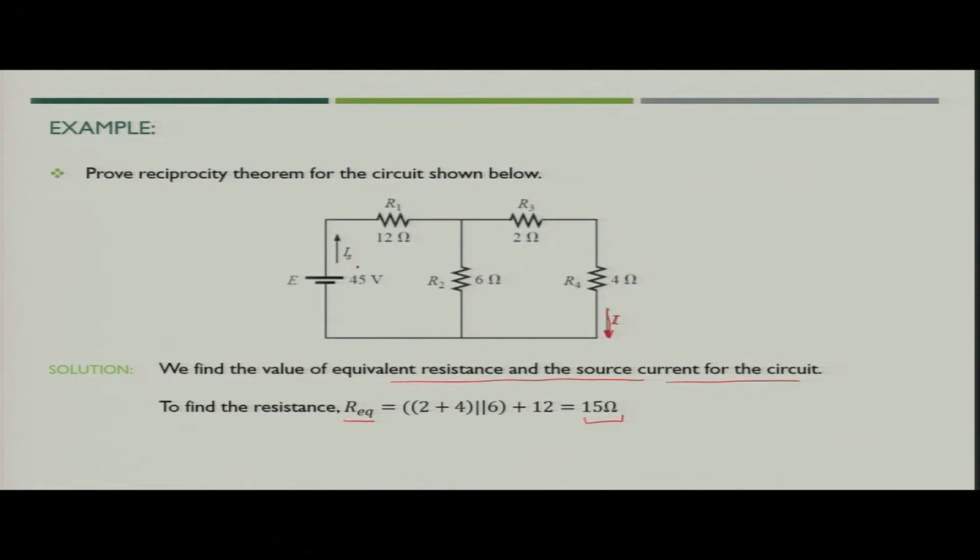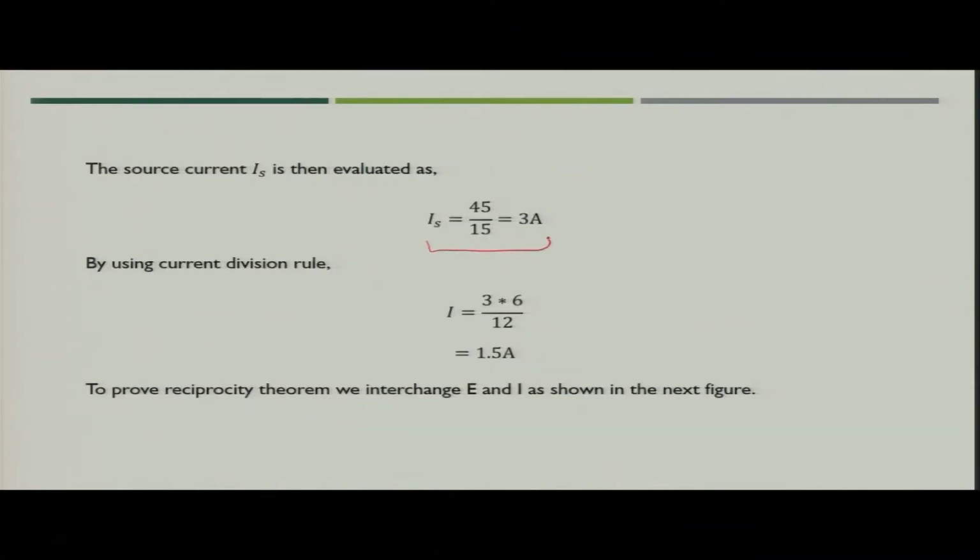So, you can find out the value of current Is. So, the current Is would be 3 ampere, because 45 by 15, 45 volt is the value of voltage source. So, you have got 3 ampere.